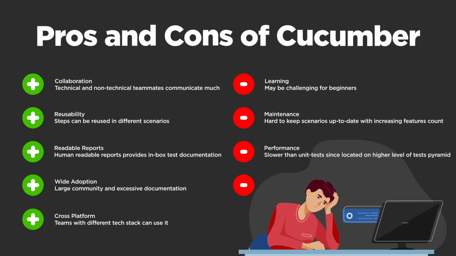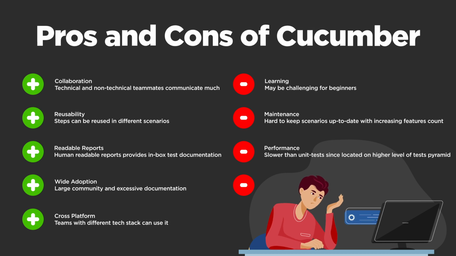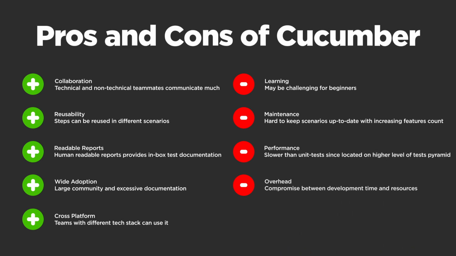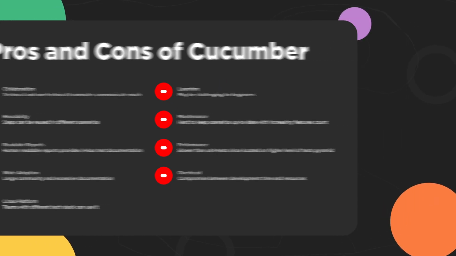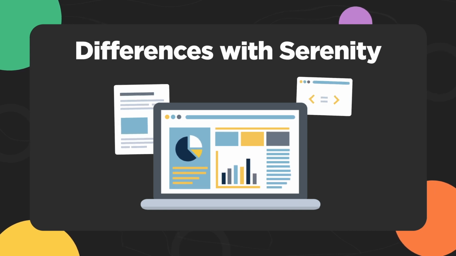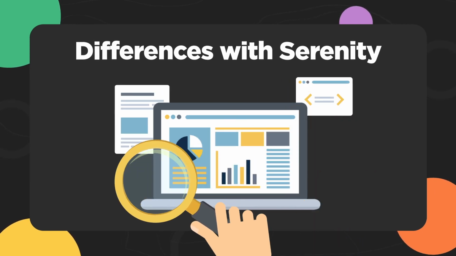Also, performance may suffer with your Cucumber tests. They can be slower compared to unit tests because they are located at a high level in the test pyramid. Finally, Cucumber may add overhead for your project. Implementing BDD may introduce some overhead in terms of development time and resources as well as testing. Let's discuss the main differences between Cucumber and Serenity in Java.